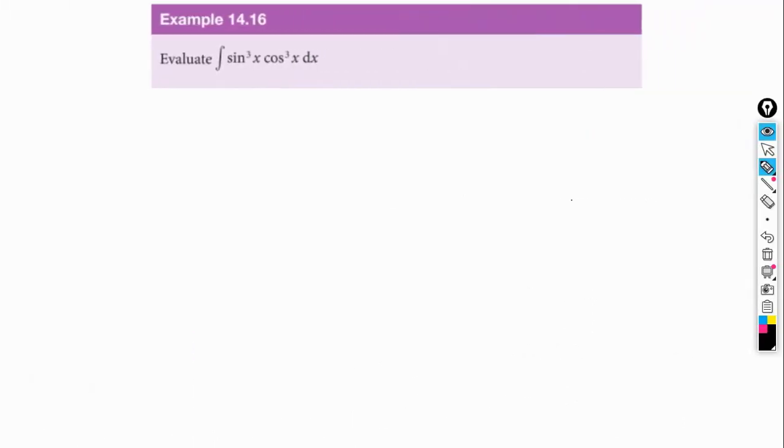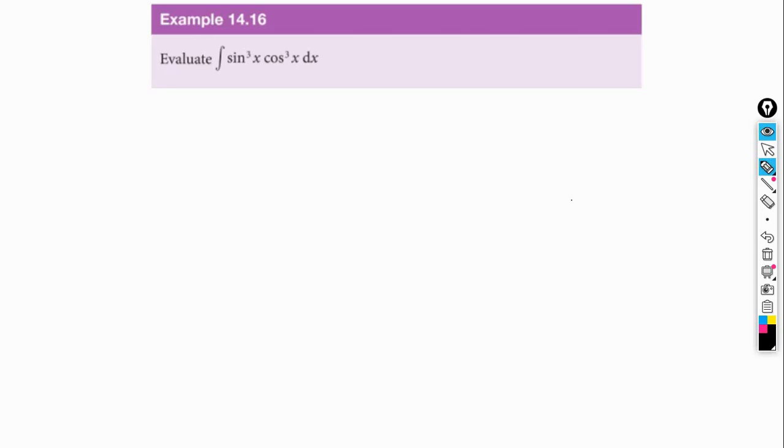Okay, so here we are in example 14.6, which is going to be the last one on this video. And they ask us to evaluate the integral of sine cubed of x times cosine cubed of x dx. So remember that sine and cosine are basically the derivatives of each other. Well, specifically cosine is the derivative of sine and negative sine is the derivative of cosine. So basically it's very obvious that we can do u substitution in this case.